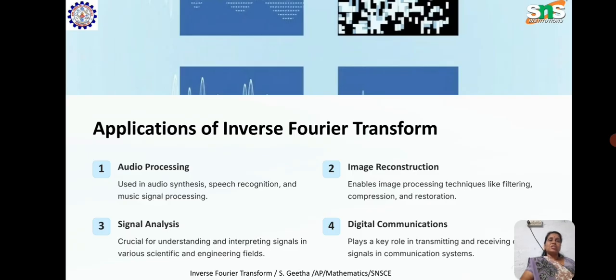In digital communications, it plays a key role in transmitting and receiving digital signals in communication systems.